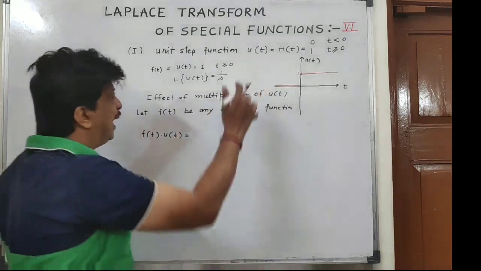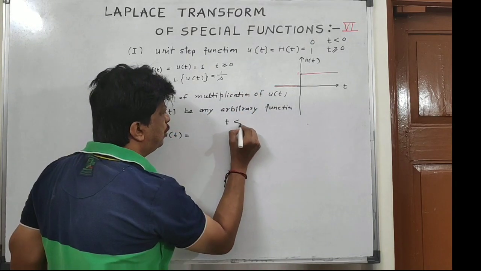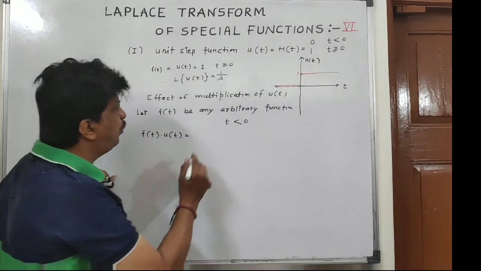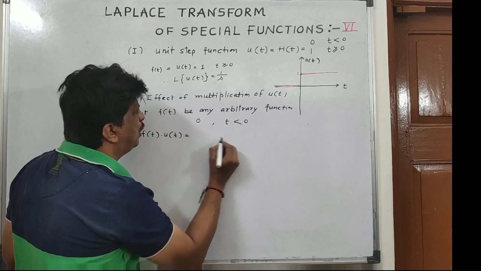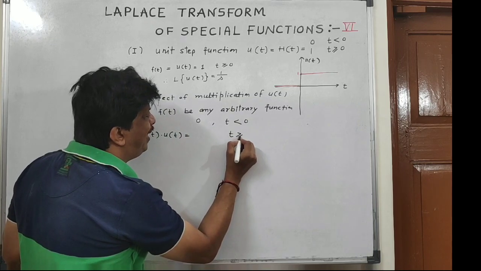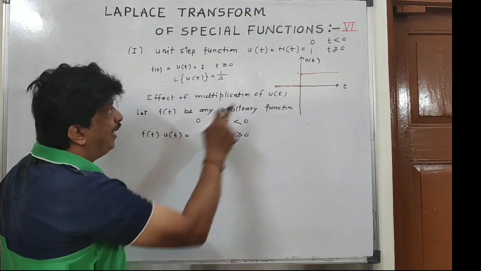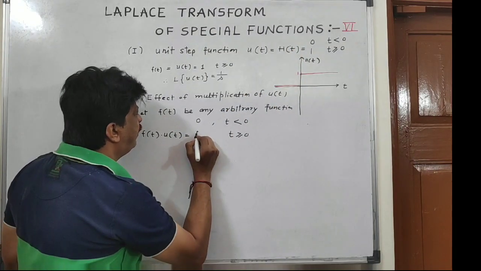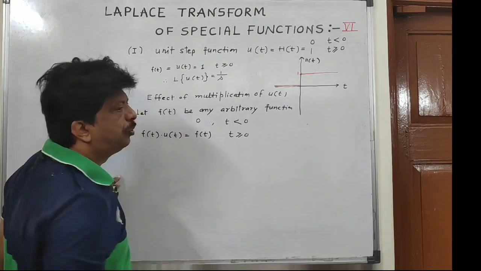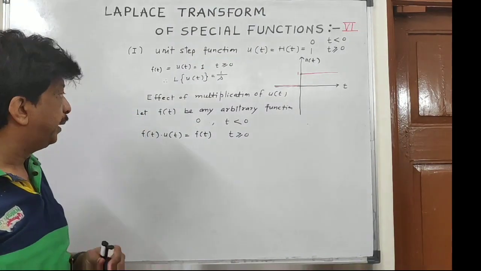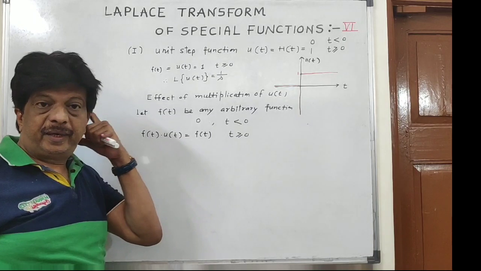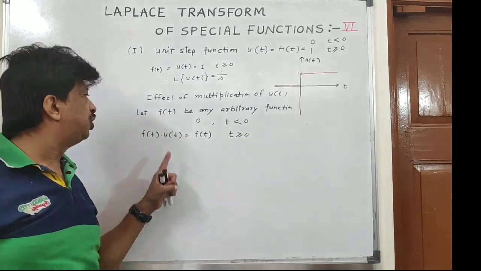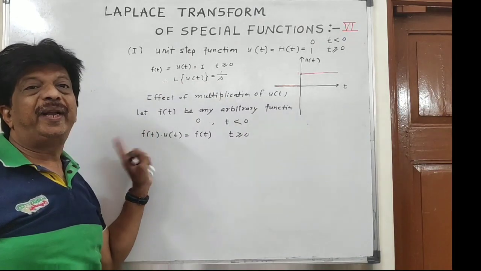Now, when t is negative, u of t is 0. So, 0 into f of t would obviously be equal to 0. Now when t is non-negative, u of t takes the value 1 throughout. So f of t into 1 is equal to f of t. So that is the very wonderful feature of the effect of multiplication of u of t to any arbitrary function.